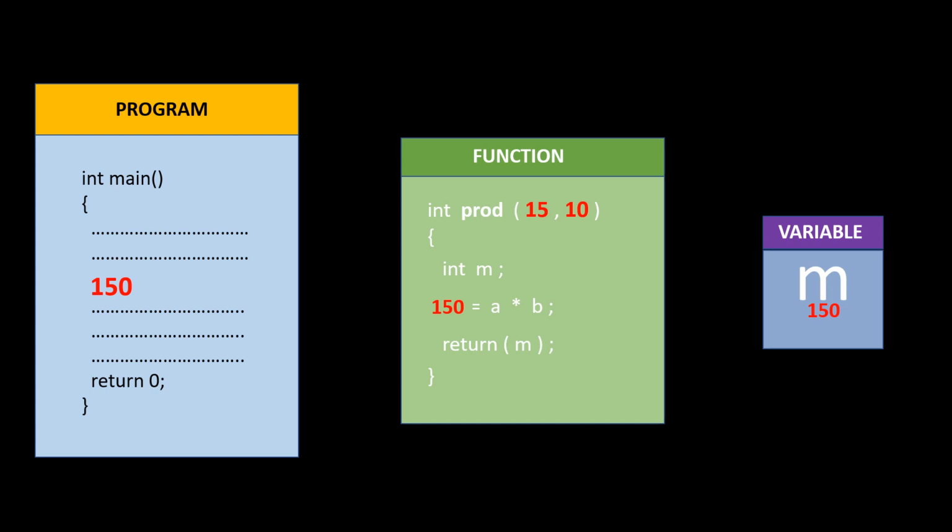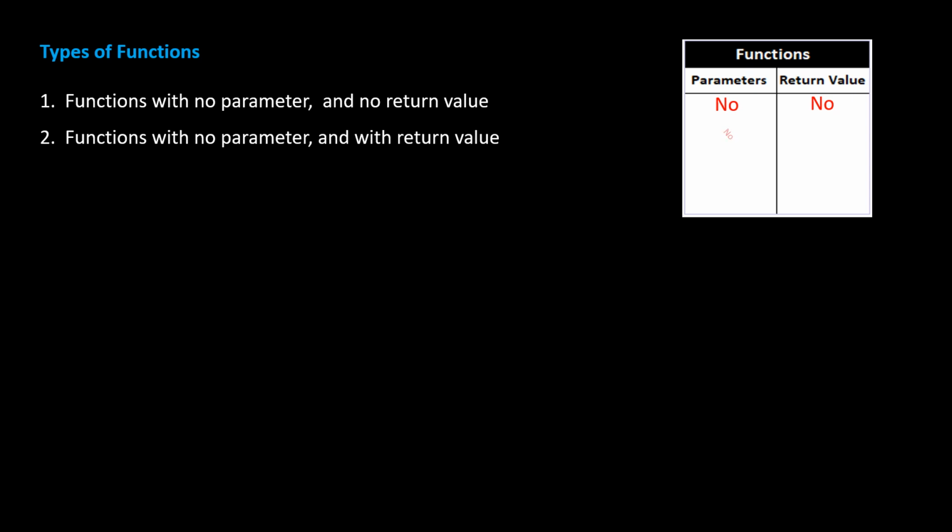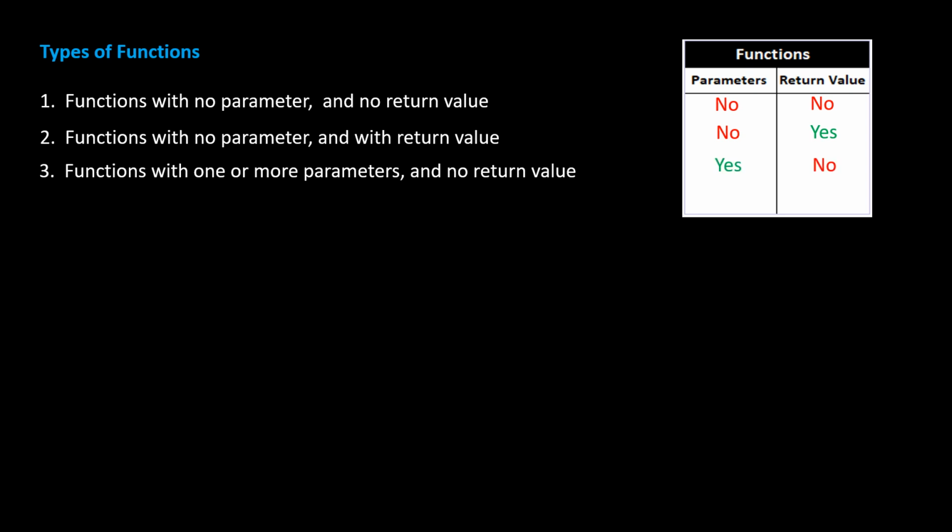Types of functions. Number 1. Functions with no parameter and no return value. Number 2. Functions with no parameter and with return value. Number 3. Functions with one or more parameters and no return value. Number 4. Functions with one or more parameters and with return value.